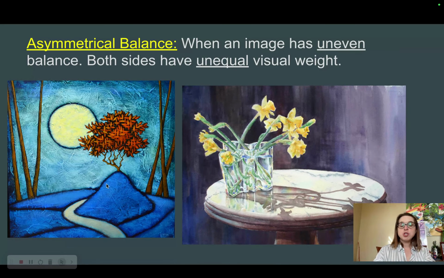As you can see in this composition, it doesn't mean there's nothing there. So for example, in this artwork, the red tree on the right definitely has more weight than the moon on the other side.